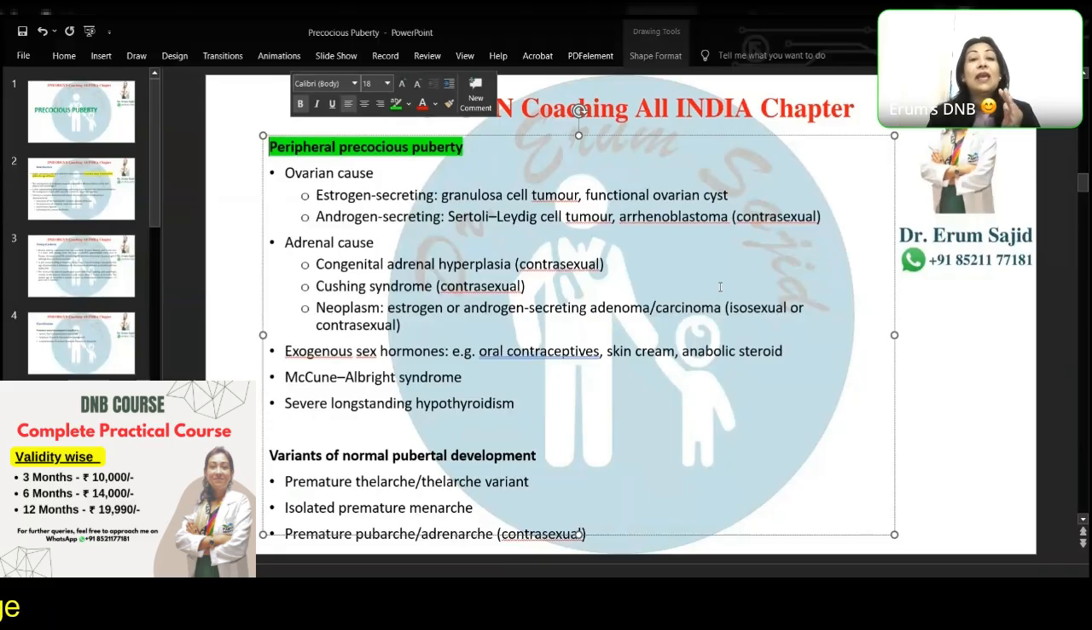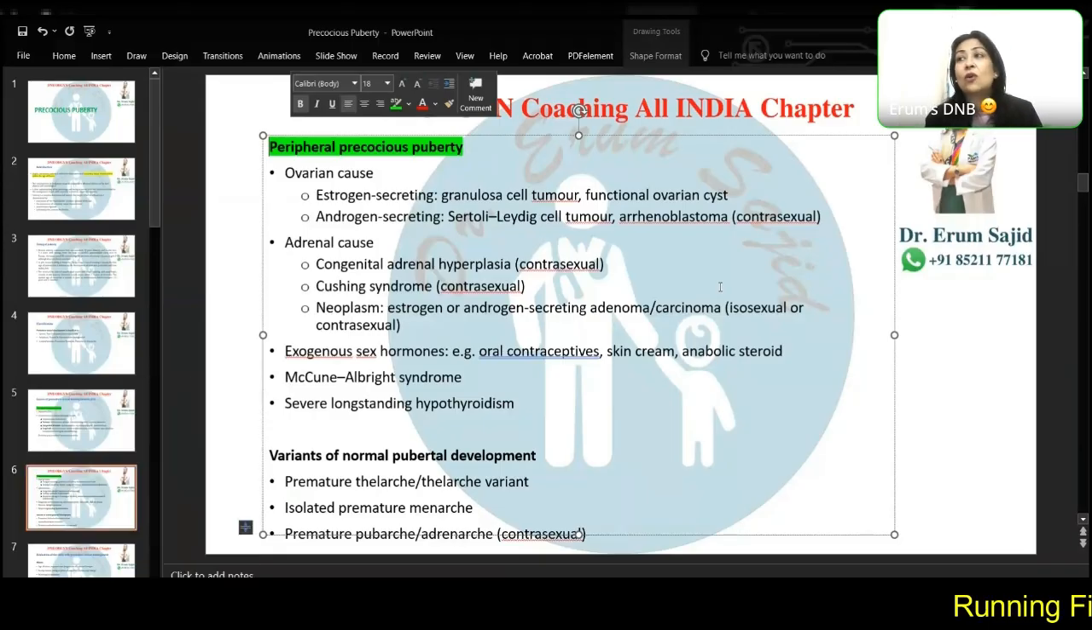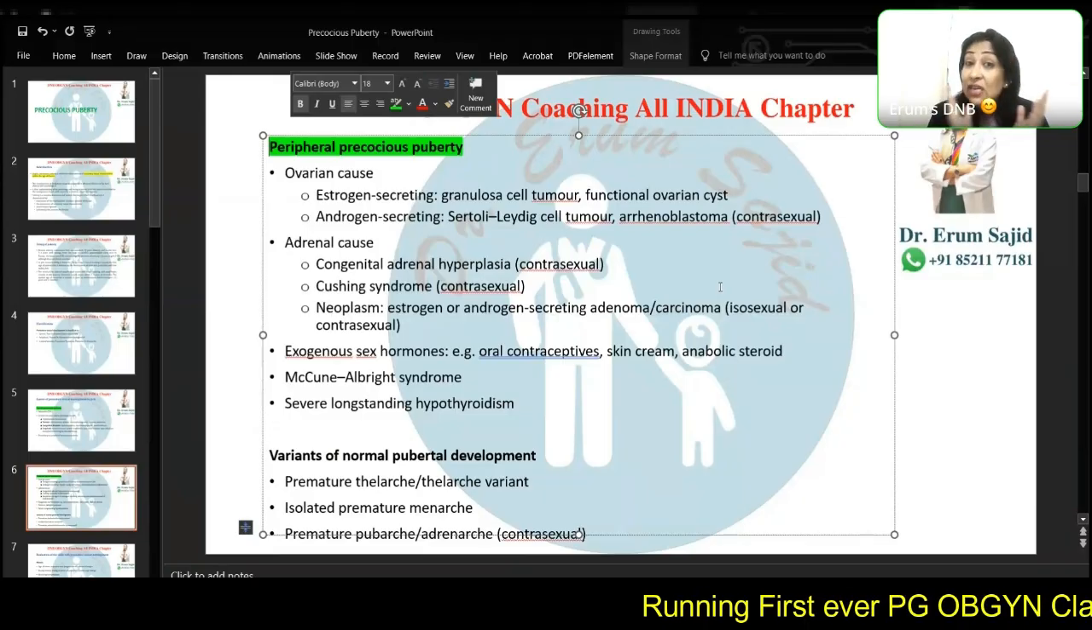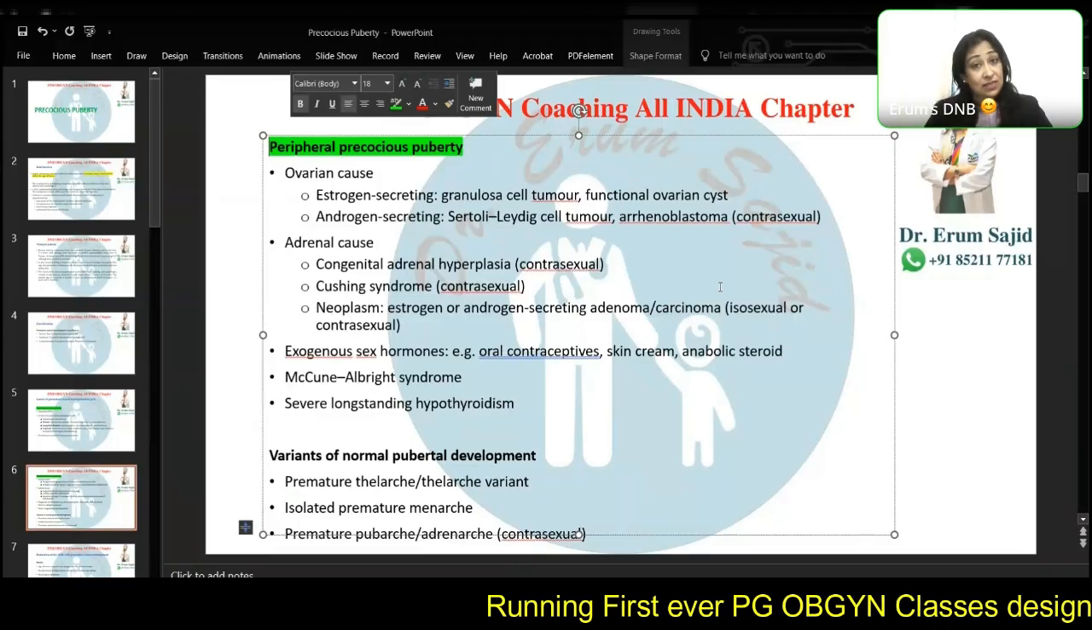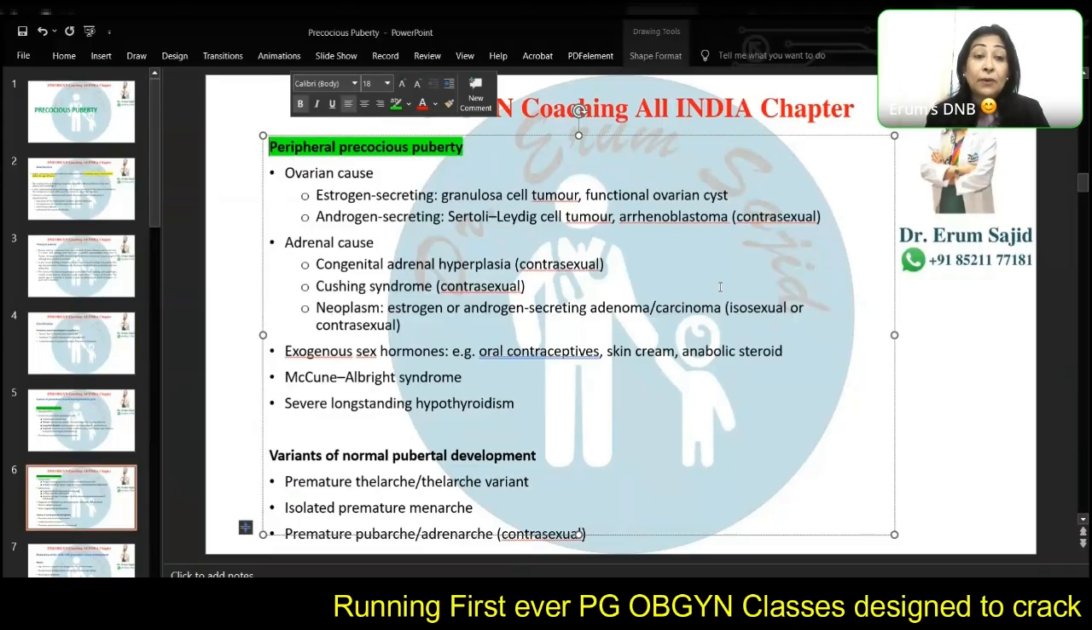Correct? And then comes the exogenous sex hormones, like she's taking oral OCPs from outside or anabolic steroids from outside, or she's taking certain skin creams, excessive consumption of cosmetics. That is also linked with precocious puberty.